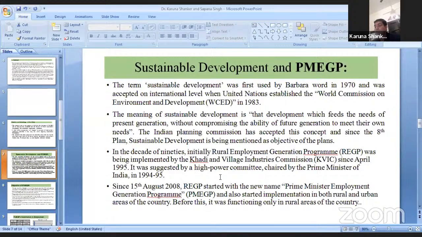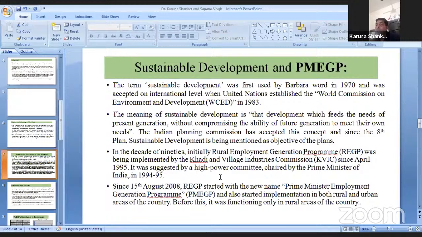Academicians know very well that the term sustainable development was first used by Barbara Ward in 1970. It was accepted at the international level when the United Nations established the World Commission on Environment and Development in 1983. Sustainable development means developing to meet the needs of the present generation without compromising the ability of future generations to meet their own needs. The Indian Planning Commission has accepted the concept, and since the Eighth Plan, sustainable development has been mentioned as an objective of the plans.